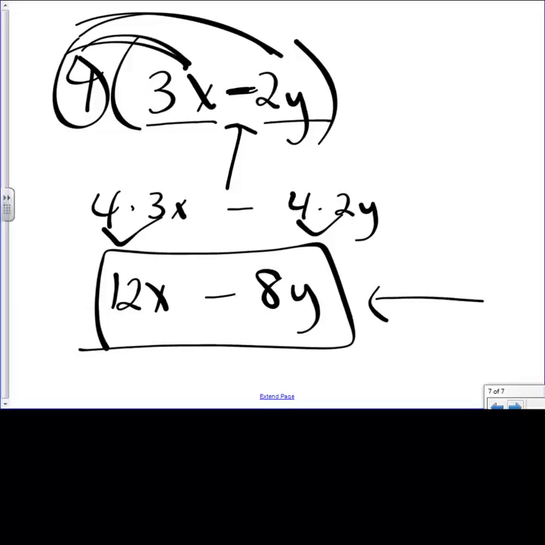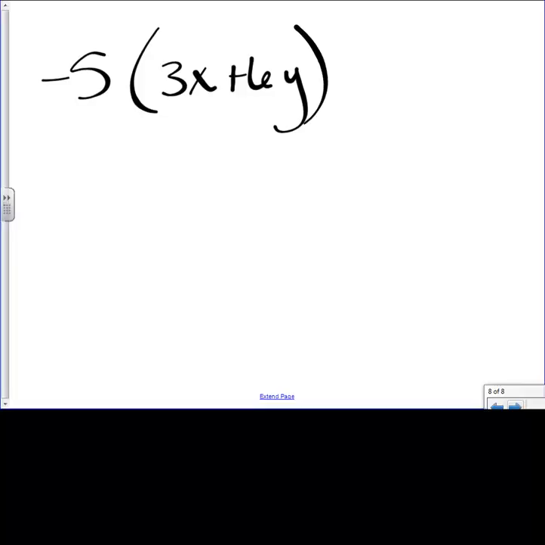Okay, so let's try another problem. Now I'm going to give you a negative sign on the outside, and we're going to practice with that. So -5 is distributed, and here's my plus sign, so I know I have 2 terms that I'm multiplying the -5 times. How do I know that? Because they're separated by an add or subtract sign. So the -5 goes here, and the -5 goes there.